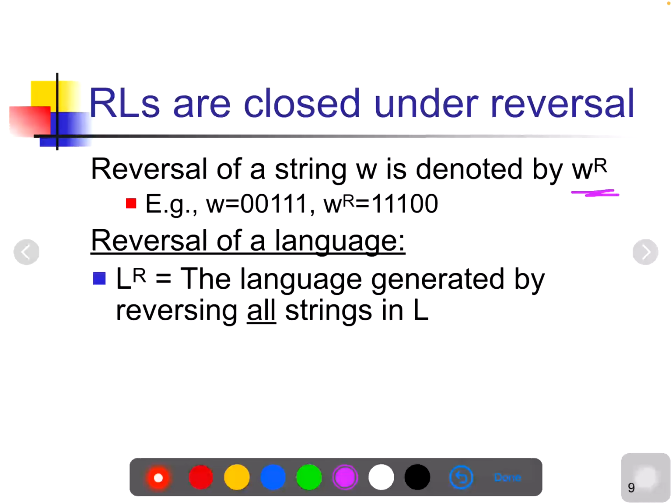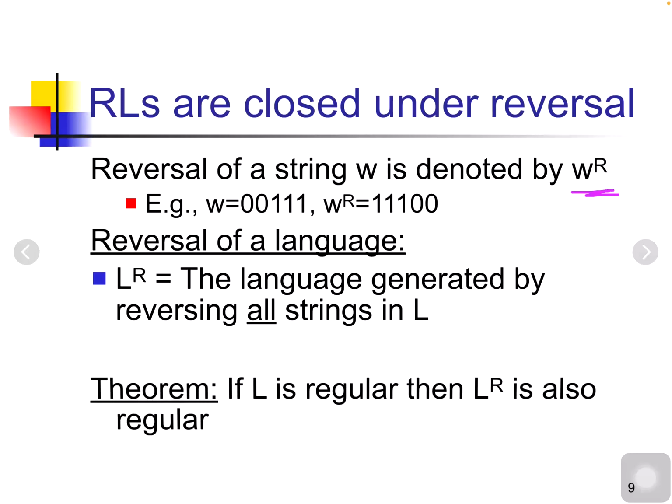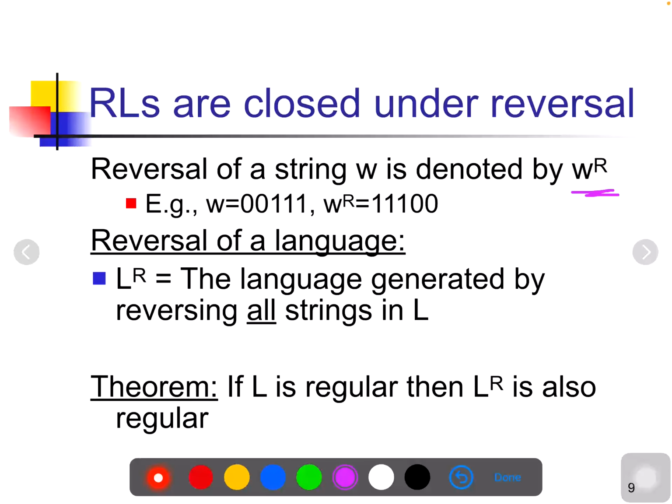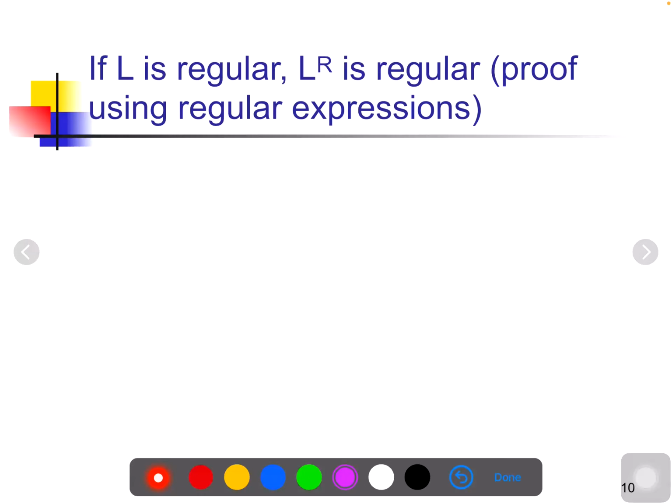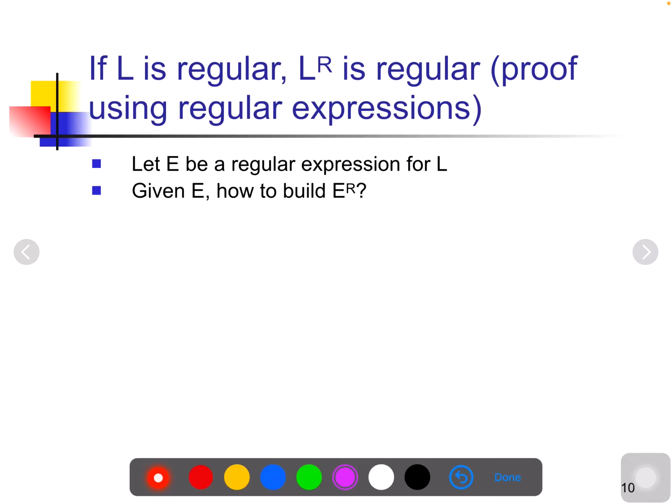Okay, so now I'll write the theorem like this: if L is regular, then L^R is also regular. How do you prove that? We can prove it by using a regular expression. Let E be a regular expression for L. Given E, how do we build E^R? E^R is the reverse of the given expression. If E is epsilon, phi, or a, then E^R is also E.